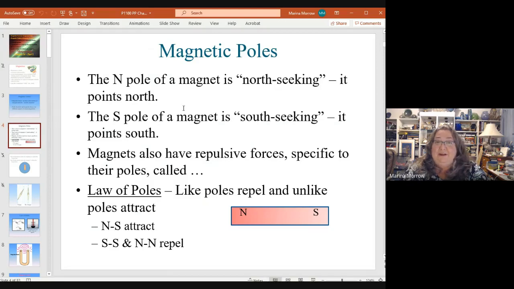Now, originally the north end of a magnet was named north because it points to the north geographic pole. And the south end was the end that pointed towards the south geographic pole. And we'll talk about later, this has some interesting implications because norths are attracted to souths. So what kind of pole is the north geographic pole? What kind of magnetic pole might it be? So we'll be looking at that later when we talk about the Earth's magnetic field.